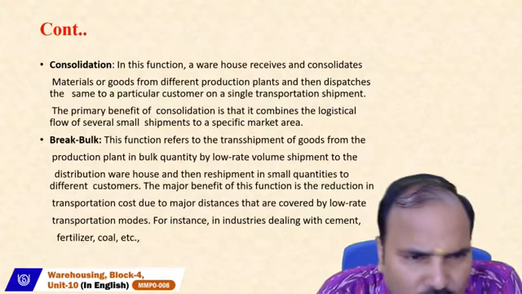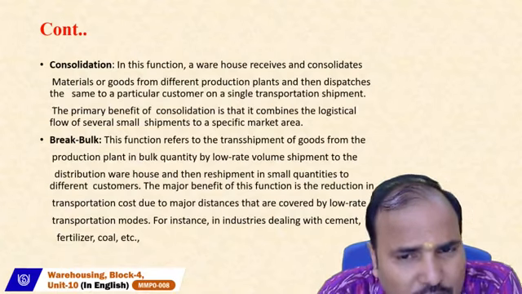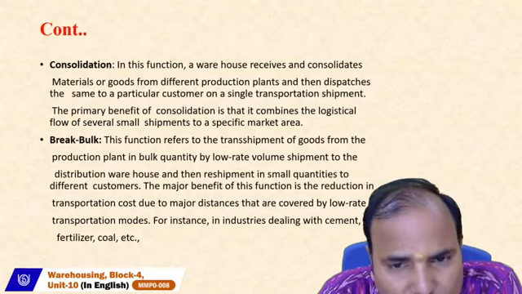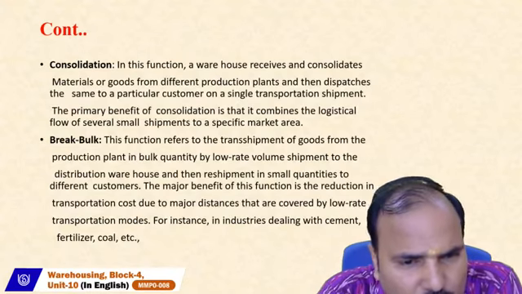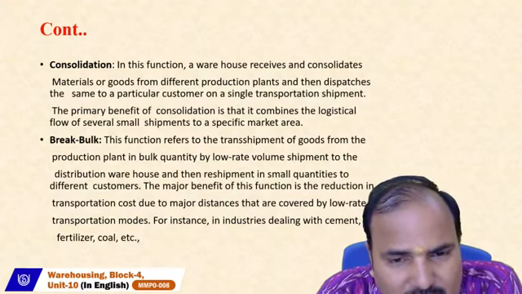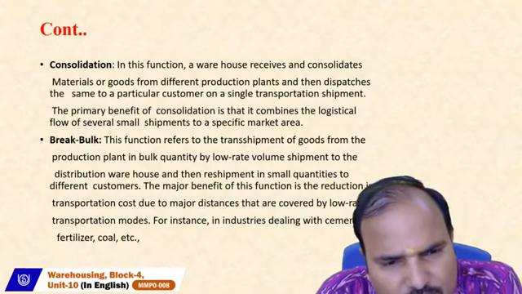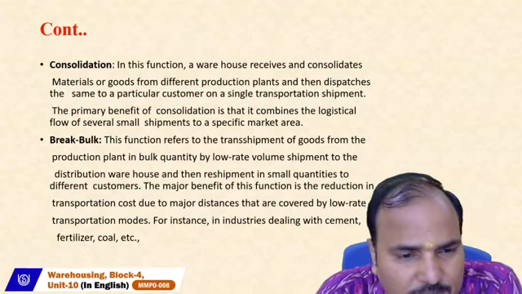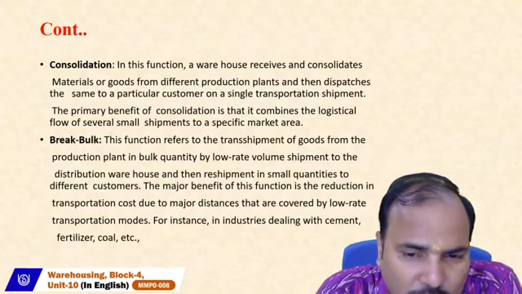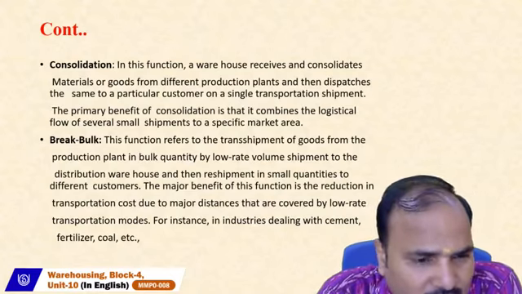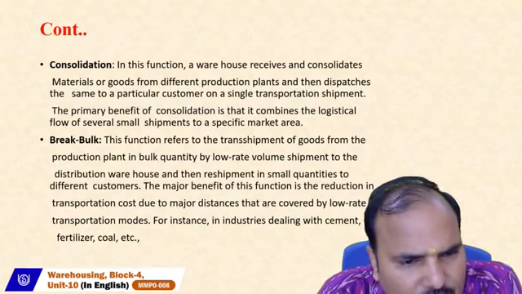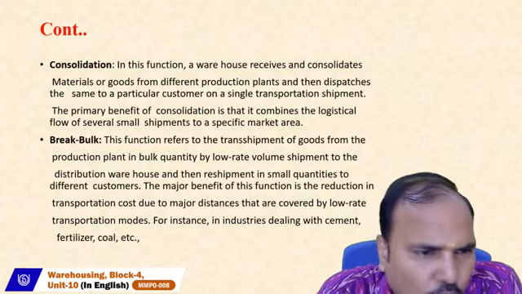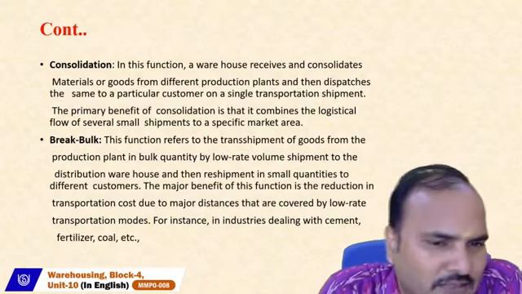In break bulk, this function refers to the transshipment of goods from the production plant in bulk quantity by low rate volume shipment to the distribution warehouse, and then it is reshipped in small quantities to different customers. The major benefit of this function is the reduction in transportation cost due to major distances covered by low rate transportation modes. For example, industries dealing with cement, fertilizer, coal, etc., follow this type of function.